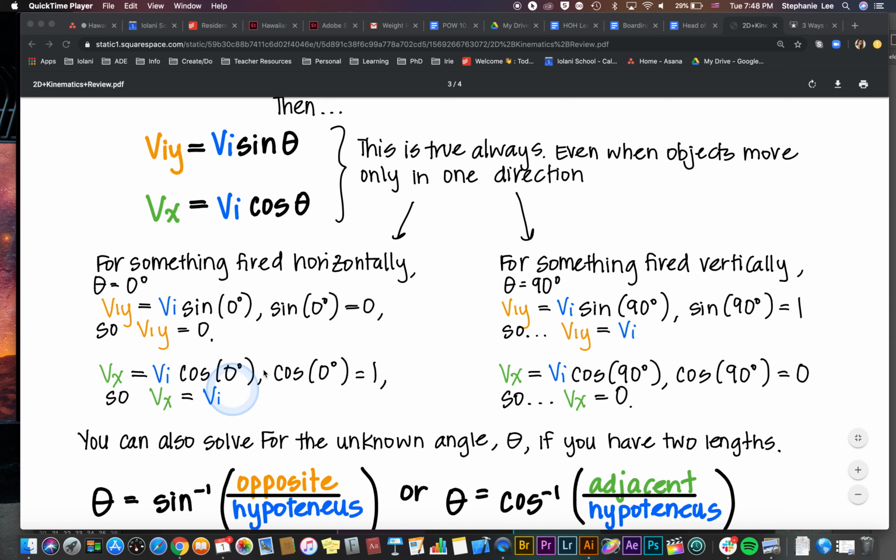And the reverse is true for something fired vertically up in the air. Sine of 90 equals 1. And so when you plug in 1 for sine 90, you see Viy equals Vi, or all of the velocity that exists in the y direction. Cosine of 90 is 0. So Vi times 0 is 0. Therefore, Vx is 0, or another way of saying that is that all of the velocity exists vertically and none of it exists horizontally.